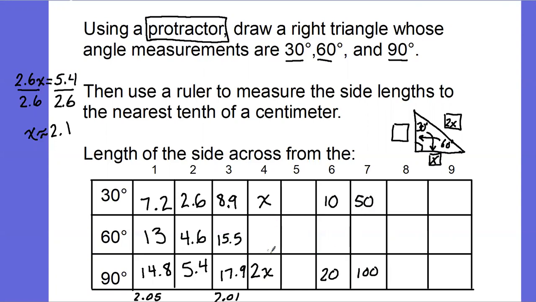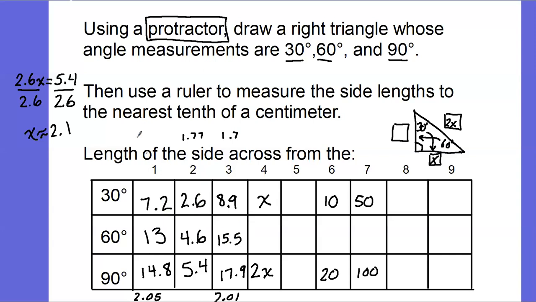Now, the one that's a little bit more difficult is from here to here. What are we multiplying by to get from 8.9 to 15.5? And if we want to figure that out, let's just divide. Take 15.5 divided by 8.9. And if you do that division, you should get 1.7. What would you multiply 2.6 by to get 4.6? Divide 4.6 by 2.6 and you get about 1.77. What would you multiply 7.2 by to get 13?